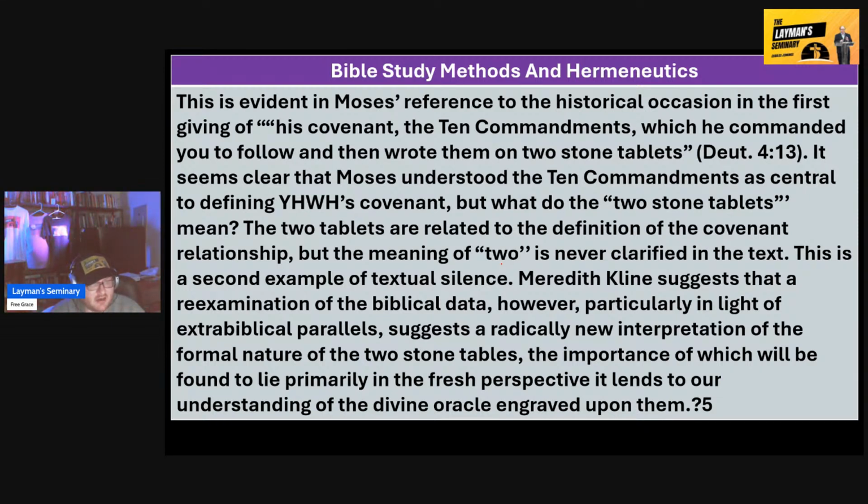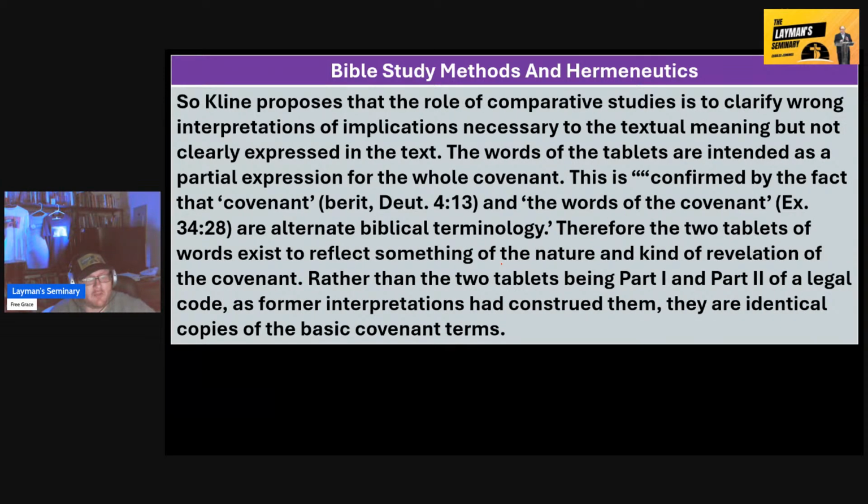Meredith Klein suggests that a re-examination of the biblical data, however, particularly in light of extra-biblical parallels, suggests a radically new interpretation of the formal nature of the 2 stone tables, the importance of which would be found to lie primarily in the fresh perspective it lends to our understanding of the divine oracle engraved upon them. So Klein proposes that the role of comparative studies is to clarify wrong interpretations of implications necessary to the textual meaning, but not clearly expressed in the text.